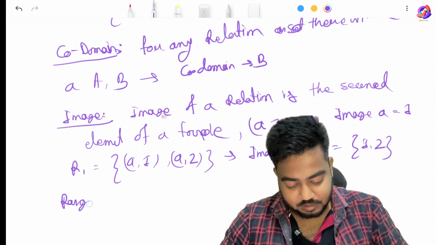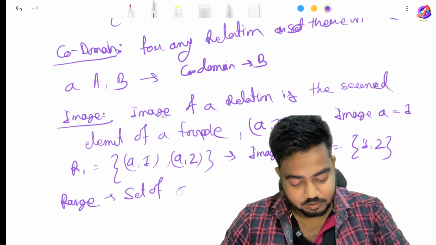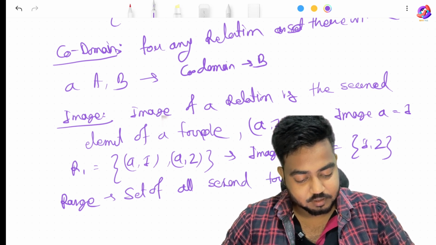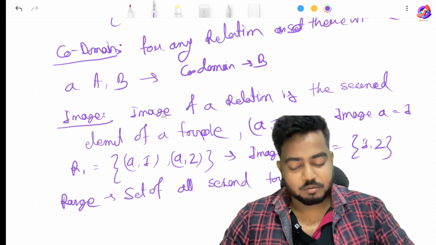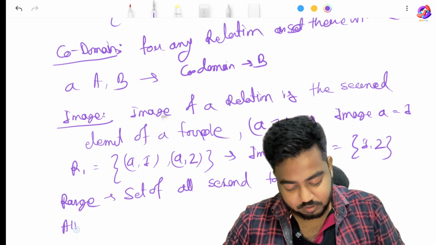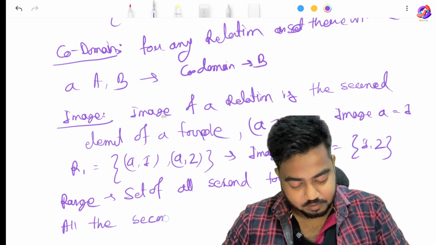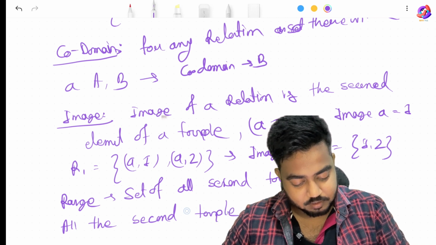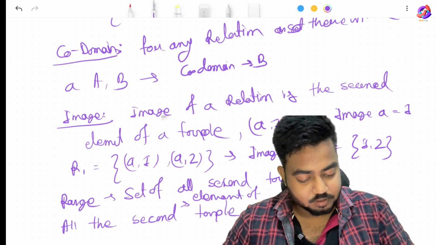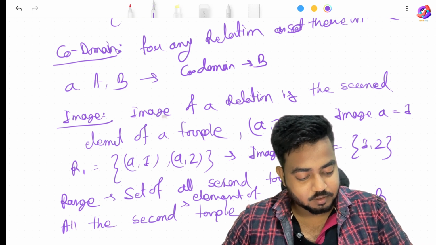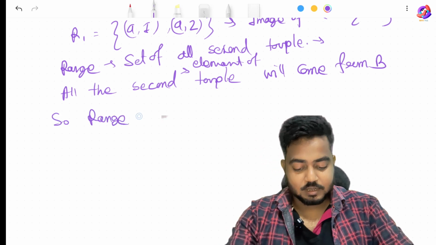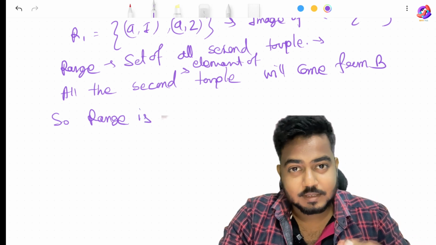Now the range is the set of all second elements of the tuples. Where will all the second elements come from? The second element of the tuple comes from B. So the range is always a subset of B.